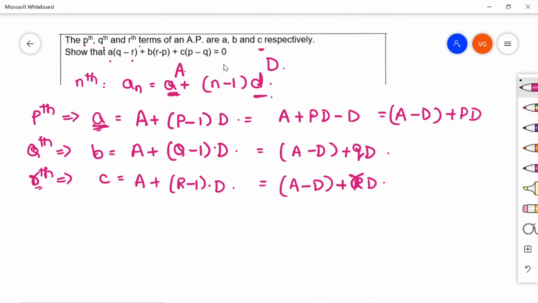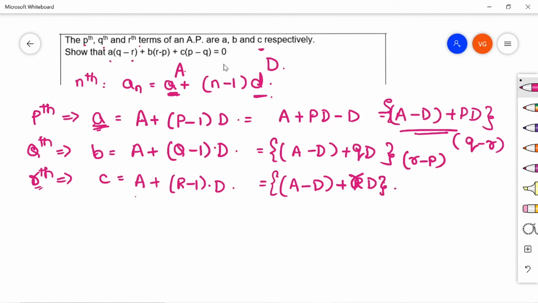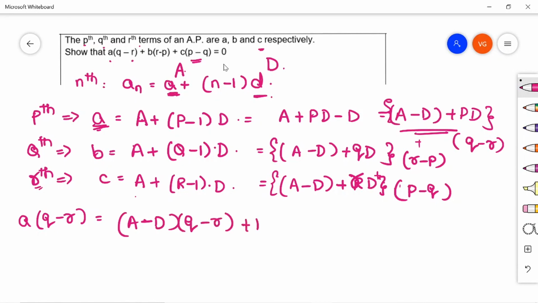So they are given a into (q minus r). So this is a, and this one you have to multiply with (q minus r). Then this you have to multiply with (r minus p). And the rth term, that is c into (p minus q). This you have to multiply with (p minus q). And then add all these terms. That is what they have given. So try to multiply. That is a into (q minus r). That will become (A minus D) into (q minus r) plus pD into (q minus r).